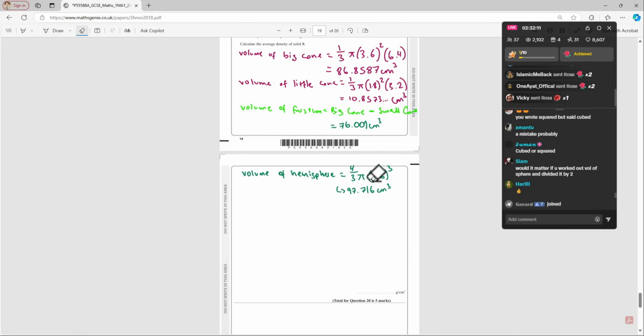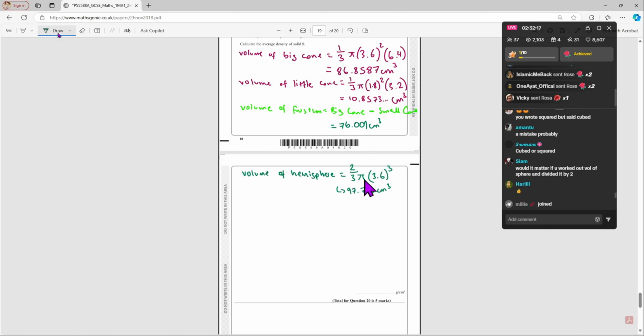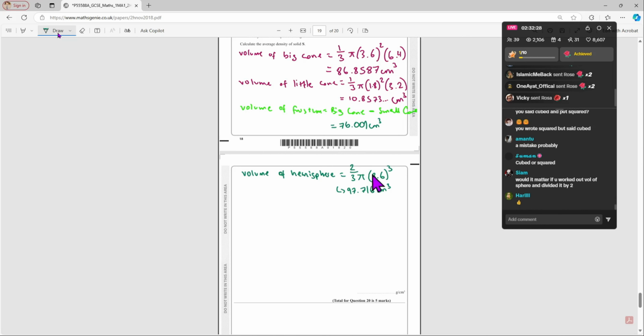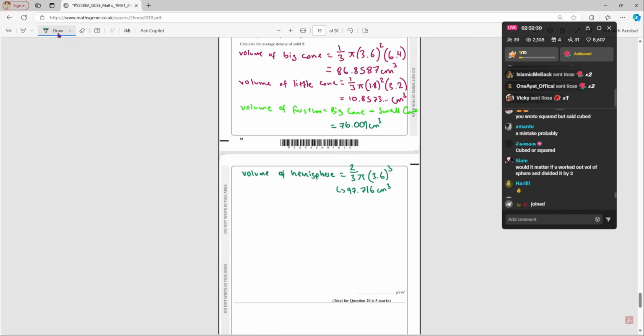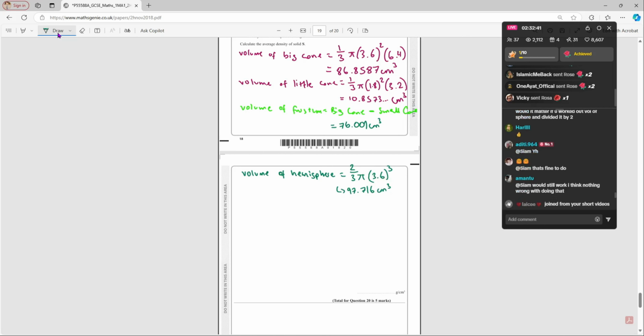What I did over here, I actually did 2 over 3 pi 3.6 cubed, because that is a way of working out the half. But also what you can do is divide it by 2 if you do 4 over 3, okay? You can either do 2 over 3 pi 3.6 cubed, or you can do 4 over 3 pi, then 3 over 6, 3.6 cubed. You will get the same answer, okay?